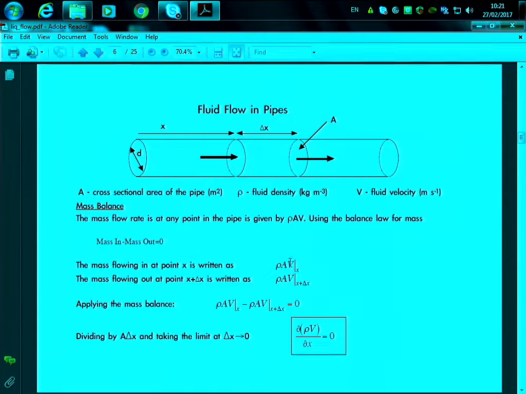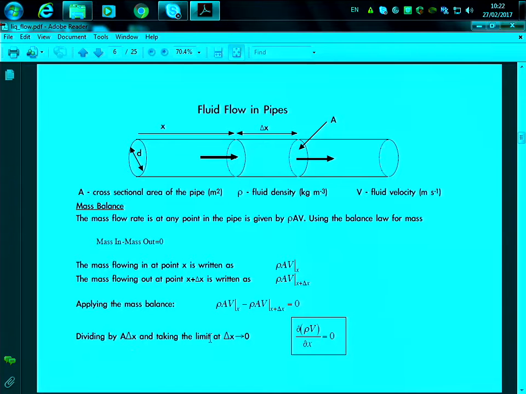Now, by taking the limit of delta x and dividing over delta x, we can express this as the differential of density times velocity over dx equals 0. And that's basically the same way to express this equation. We have divided by the area here and the limit of delta x. Right? So this will be the mass balance of the fluid going through the pipe.